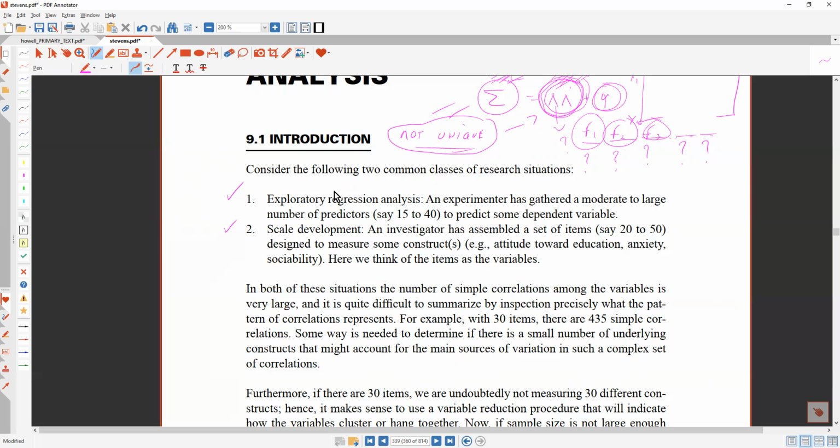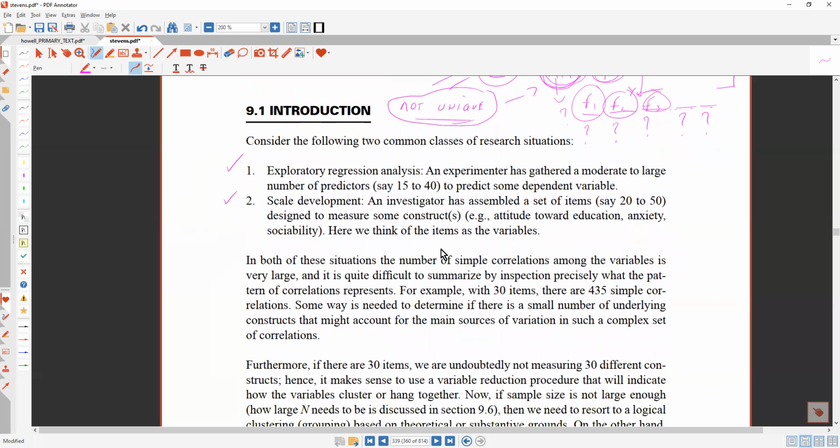Talk about exploratory regression. Sometimes you have a large number of predictors, and you actually want to reduce things down a little bit. Usually if you want to reduce the variables down, you're doing a PCA. But in terms of how Stevens is talking about it, because he's equating the PCA with the EFA a little bit, you're going to see that overlap of our PCA discussion, but you still have to realize they're distinct.